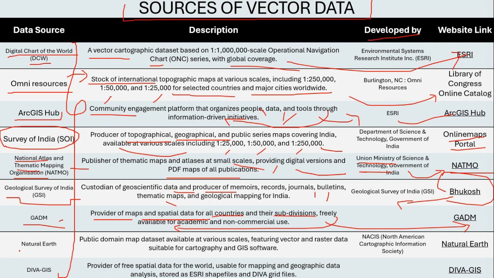Then we also have Natural Earth from where we can get maps, and it is a public domain map dataset that is available at various scales featuring vector and raster data that is suitable for cartography and GIS software. So the Natural Earth dataset has contributions from many volunteers, but it is managed by NACIS, that is the North American Cartographic Information Society, and you can get datasets from this on the website Natural Earth.